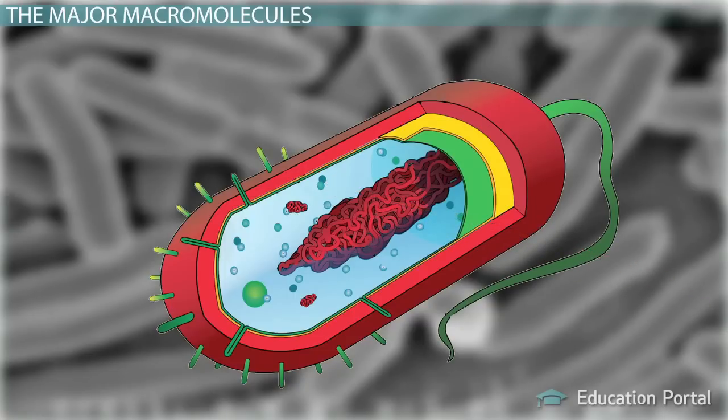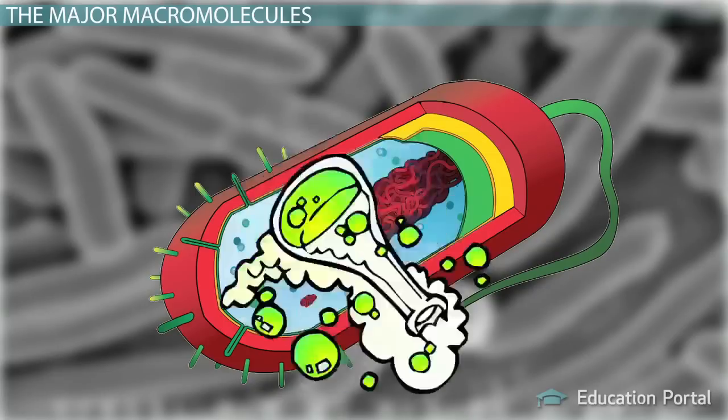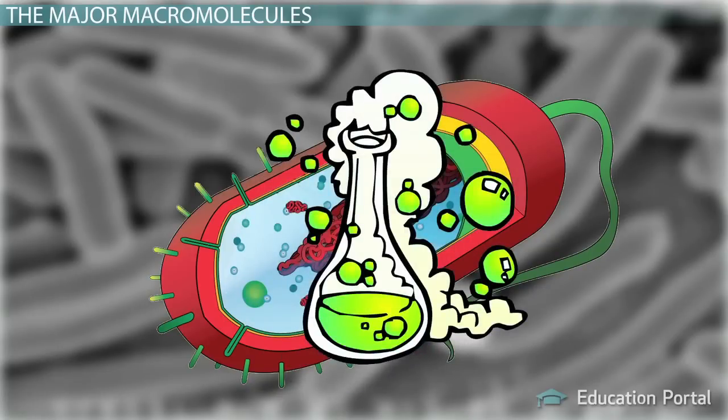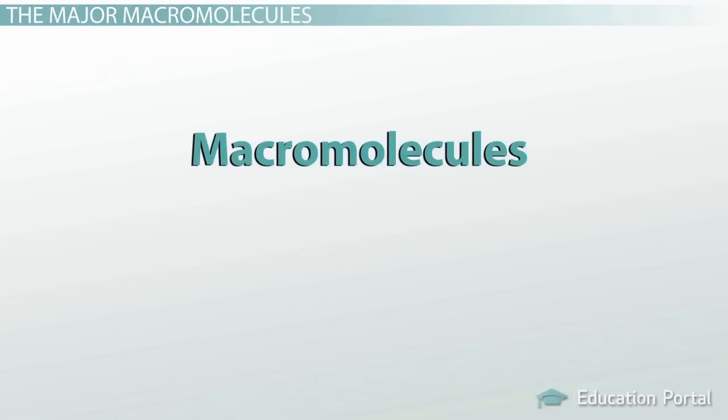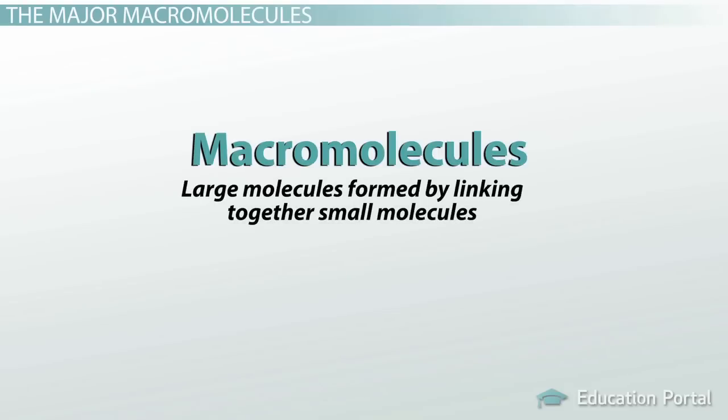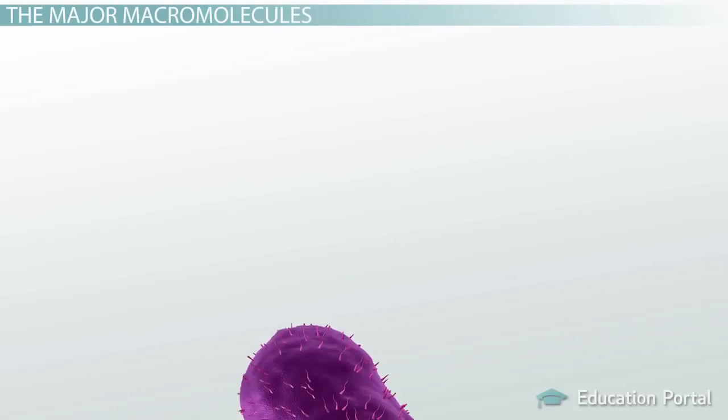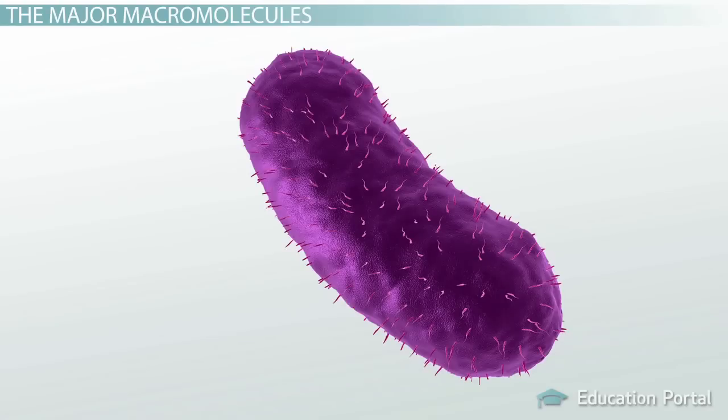Zoom in a little bit more and you start to see individual proteins floating around inside the cell, catalyzing chemical reactions. Many of these components of the cell are made up of macromolecules, which simply means large molecules formed by linking together small molecules. The major macromolecules within the cell include proteins, nucleic acids like DNA and RNA, carbohydrates, and lipids.